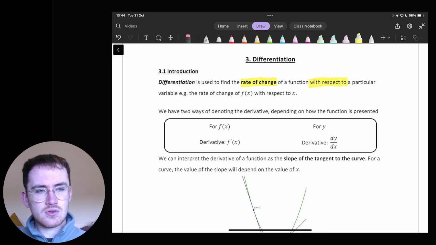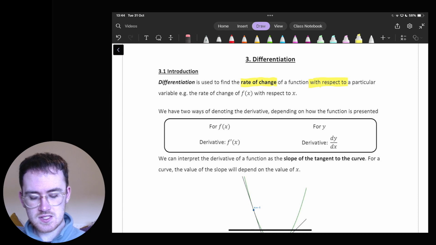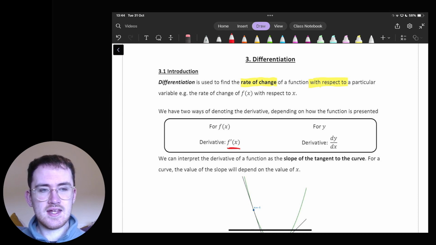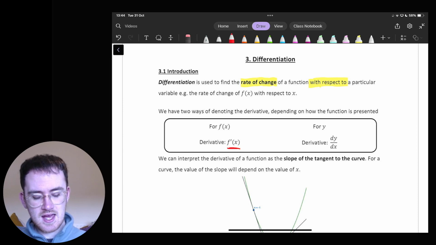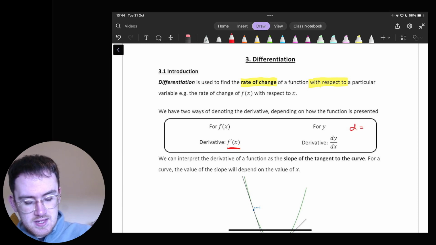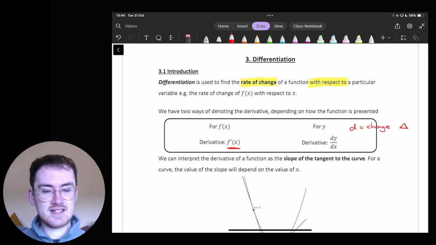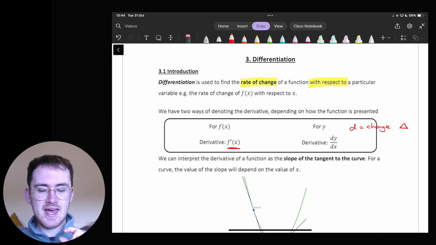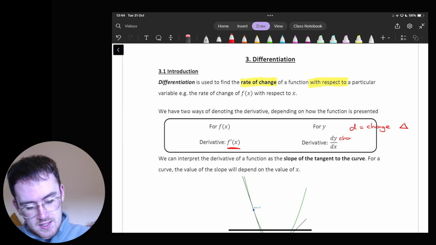And we've two ways of denoting our derivative. One of them is, if we have f of x, we might denote it as f dash x or f prime x. And the other way is to write it as dy dx. Here the d actually means change. It comes from the Greek letter delta, the triangle, which means change, and it was shortened to just d. So dy dx, we're saying change in y over change in x.